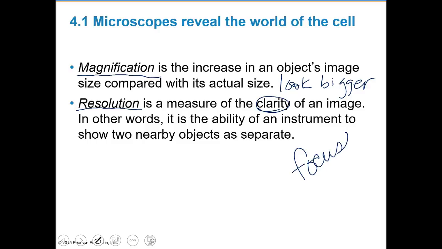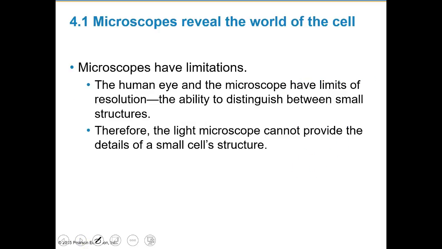Also, you could think in computer terms: when they've got more pixels, you can see better resolution. So microscopes do, in fact, have limitations. The human eye and the microscope have limits of resolution, so the ability to distinguish between small structures. My human eyes, in particular, have really some limits in resolution. If you have some eye issues, sometimes that happens, but that's okay. We still get the job done. So therefore, the light microscope can't provide details of the small cell structure, and we'll look at those. We can only see so far, really, is what that's saying.